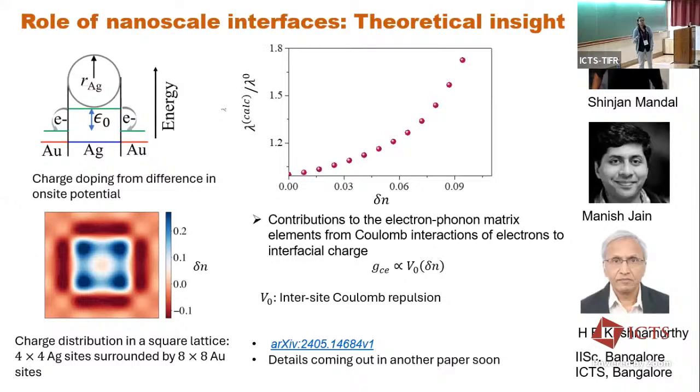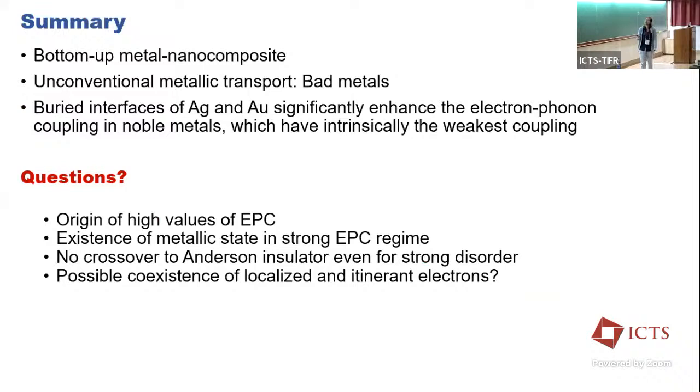However, the open question is why this will depend on the fraction of silver. So with this, I'll conclude. We have shown a bottom-up approach to make a metal nanocomposite. We show an unconventional metallic transport in gold and silver, resembling bad metals, and we show that these buried interfaces can lead to a very high electron-phonon coupling in these intrinsically weak coupling metals.